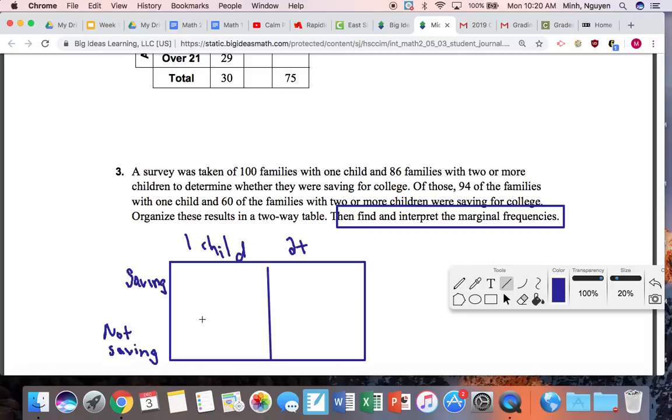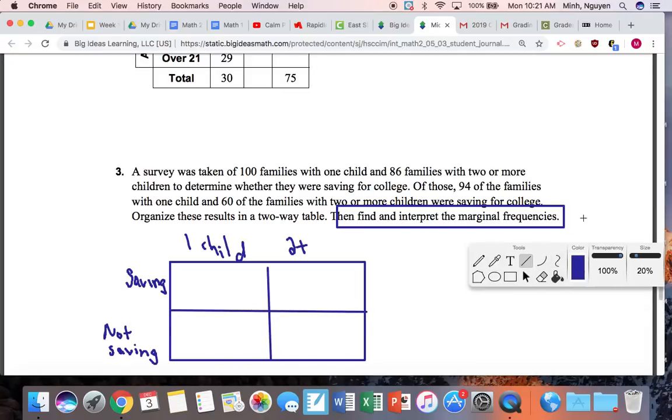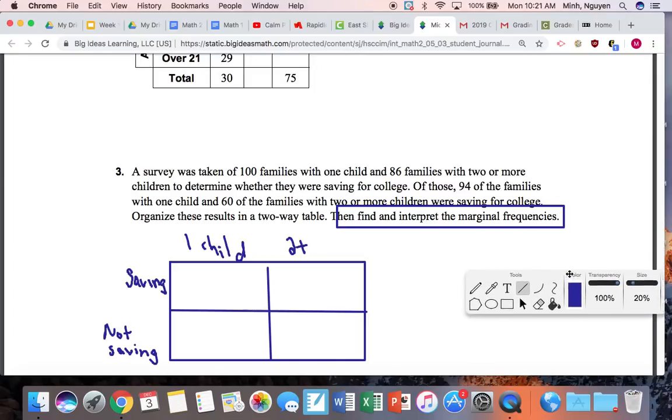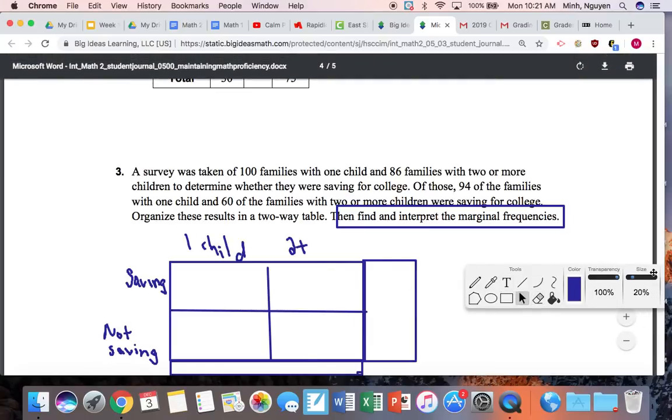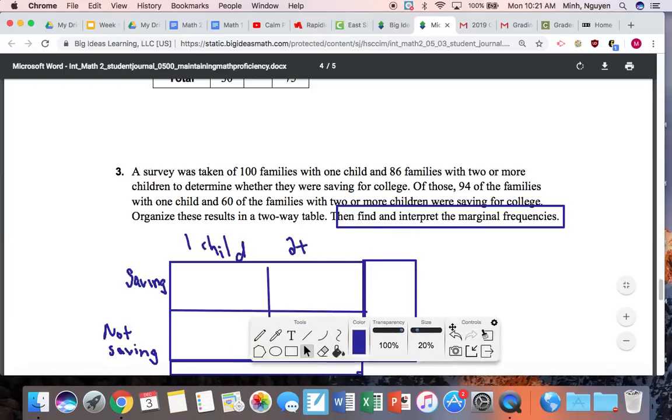Read this very carefully to figure out what numbers go where. And then it says find and interpret the marginal frequencies. Again, the marginal frequencies are the totals here and there. And then interpret them, which means, after you find them, say something about it, like, this many families are doing this, or this many families are doing that. Okay, so that's the lesson.